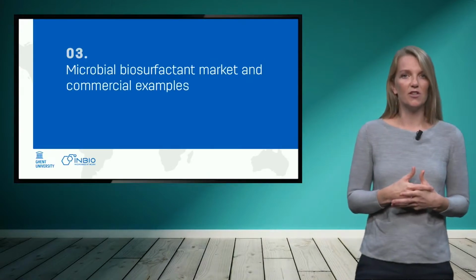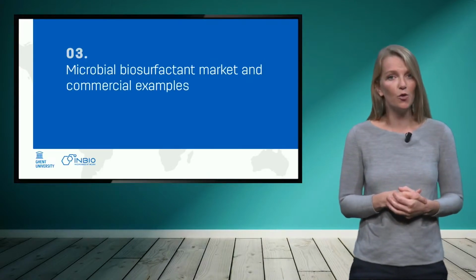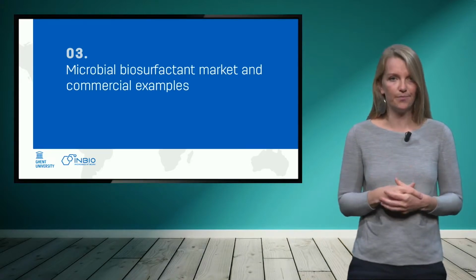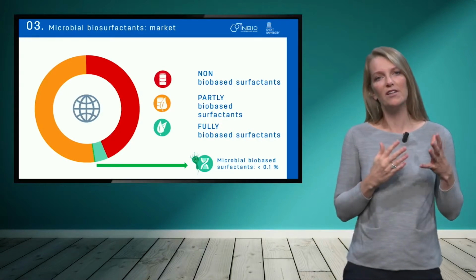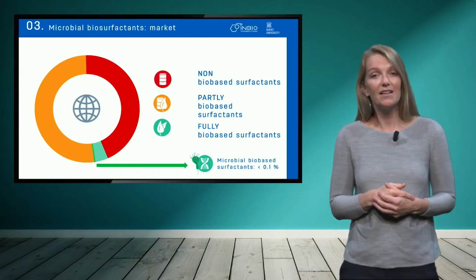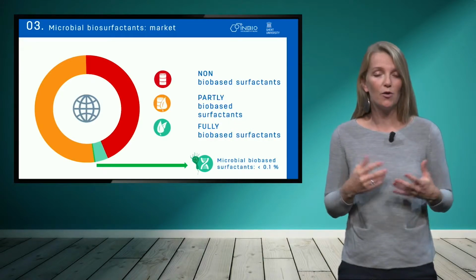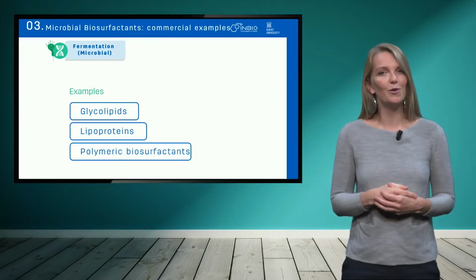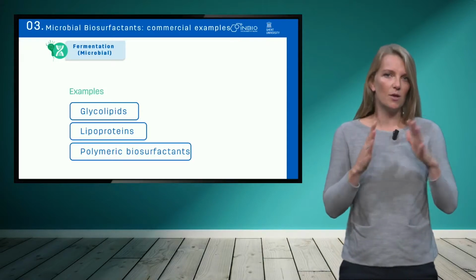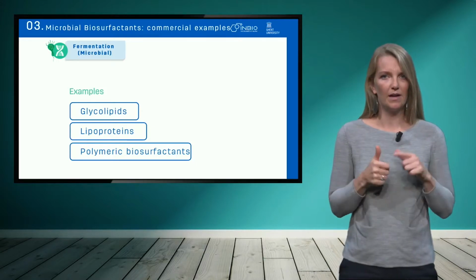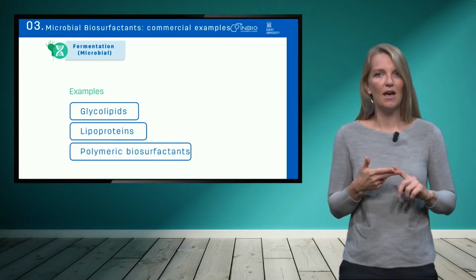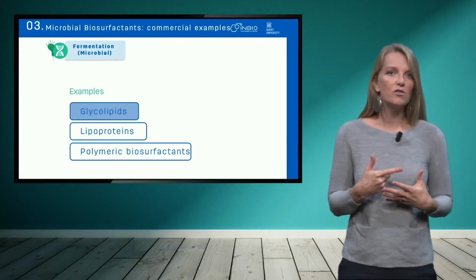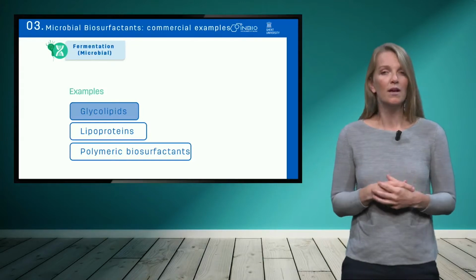These advantages have resulted in the commercialization of a number of microbial biosurfactants, although in very small amounts, which can be seen here. As you can see, only a very small part of the biosurfactant market is actually represented by these so-called microbial biosurfactants. The commercialized microbial biosurfactants can in general be subdivided into three main groups: glycolipids, lipoproteins, and polymeric surfactants. Glycolipids are the group with the most commercial examples, so best known.